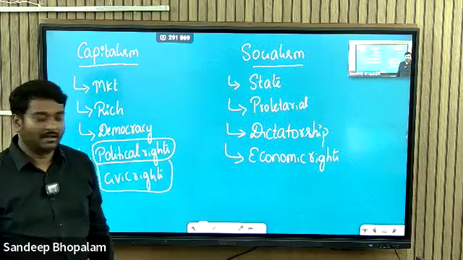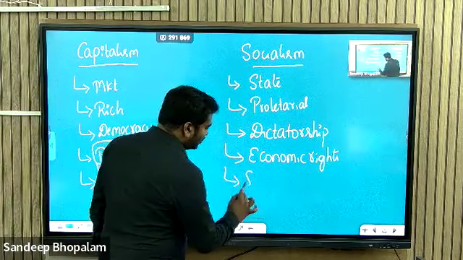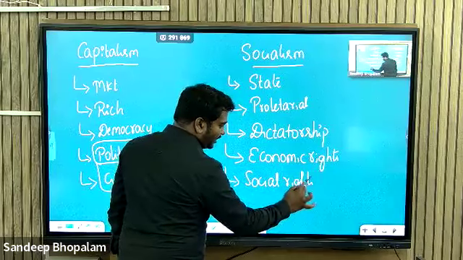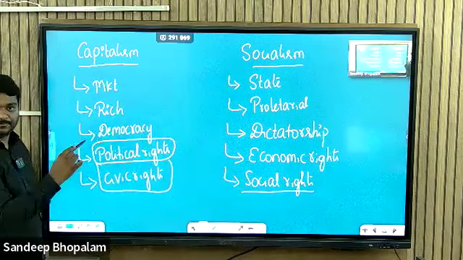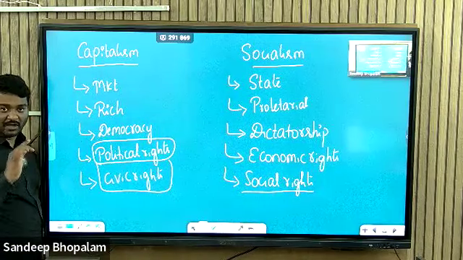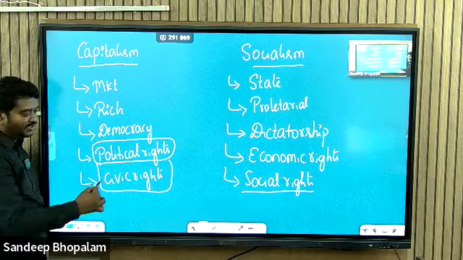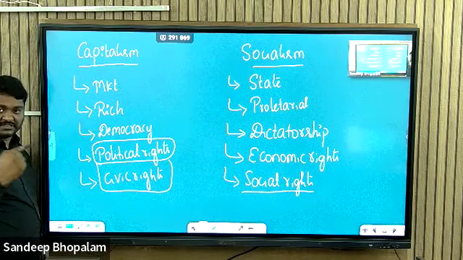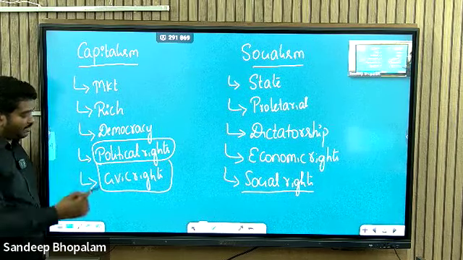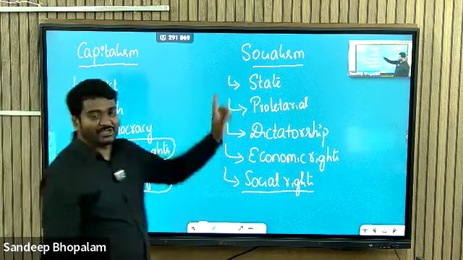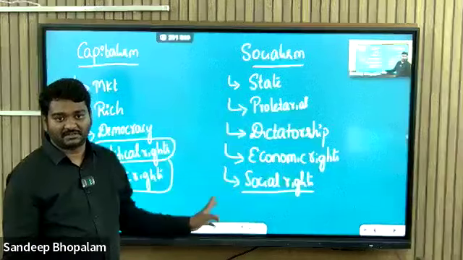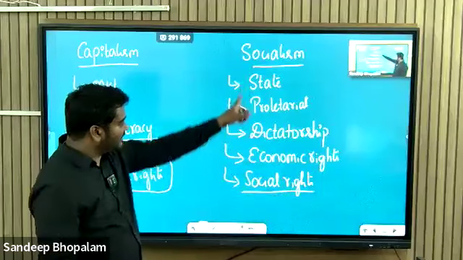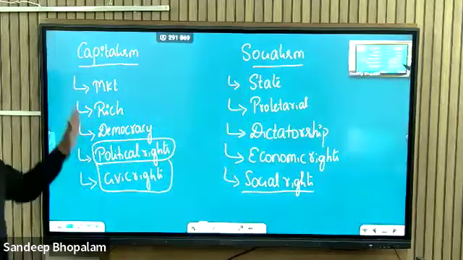Economic rights. And what is important? Social rights. See, in capitalism, how you behave or how society behaves with you is dealt under civic rights, uniform civil code, how there is forward thinking that comes through this. But in socialism, it comes through social rights. How to modify things in the society comes in social rights. So this is socialism. This is capitalism.